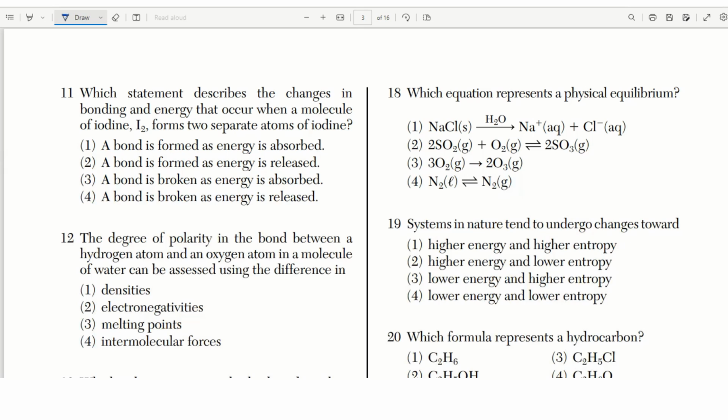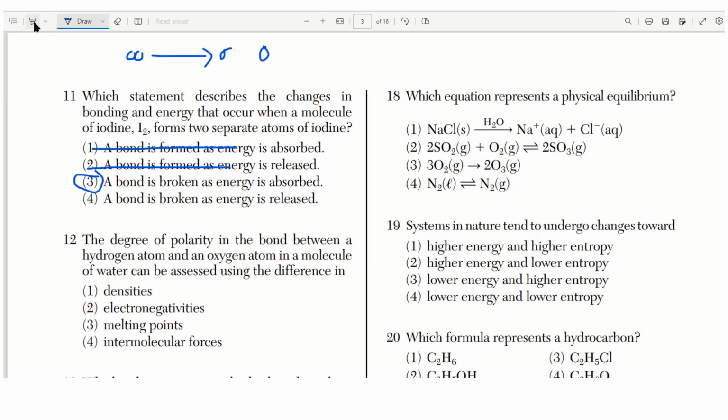Which statement describes the changes in bonding and energy that occur when a molecule of iodine, I2, forms two separate atoms of iodine? Okay, so we have I2 forming two separate atoms of iodine. So that is definitely breaking a bond. So eliminate these two. I'm at a 50-50 chance. And in order to break something, that takes some energy, so energy is absorbed.